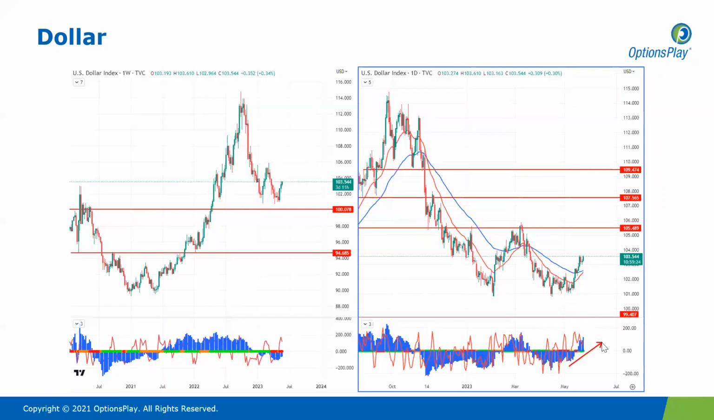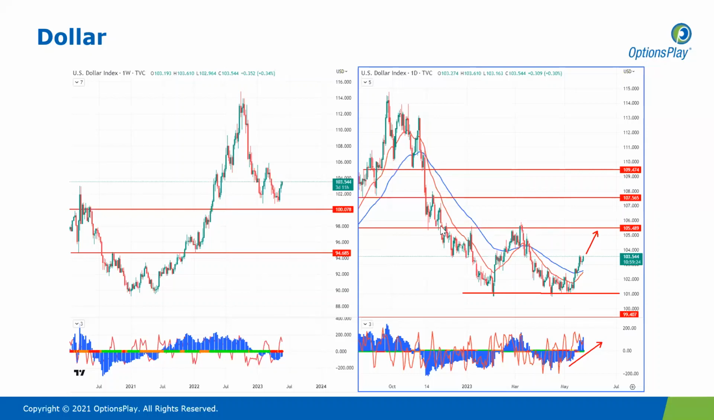Momentum turning positive, and price finding support at 101. That's a major area of support. And despite consolidating there for quite some time, it has now managed to break above it, and even above its 21 and 55-day exponential moving averages with strong momentum.